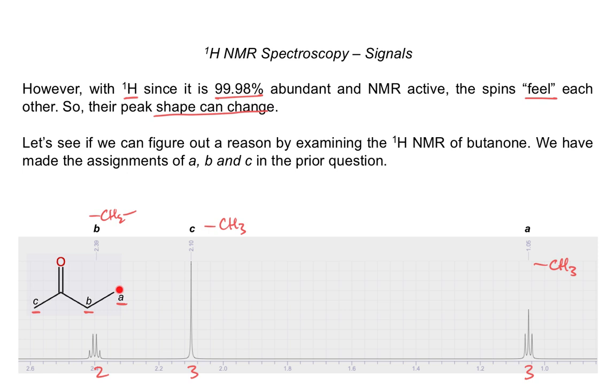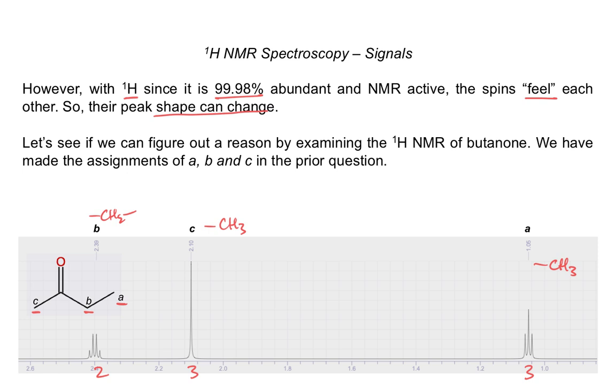If we look at A, it's 3 lines. It's a CH3 group. It has one neighbor, B. How many hydrogens are on that neighbor? 2. How do you go from 2 to 3? Plus 1. So it's called the N+1 rule.